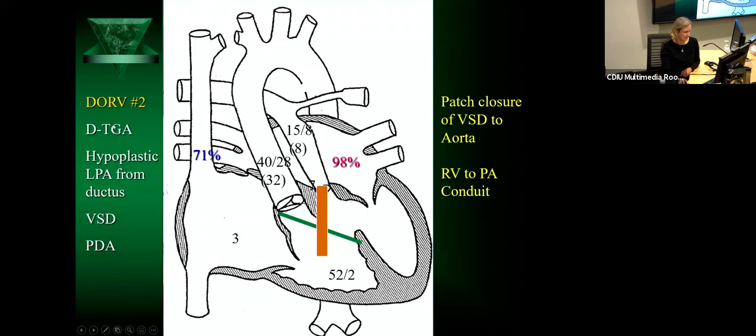So in this patient here, as a DTGA, hypoplastic left pulmonary artery, and then had a VSD and a PDA. So SVC, IVC, right atrium, right ventricle, and they did a patch closure of the VSD to the aorta. So this is the left ventricle being closed off to here, and then an RV to PA conduit to get the blood off the right ventricle to the pulmonary artery.